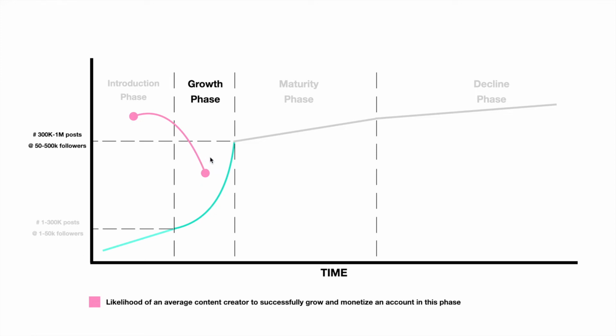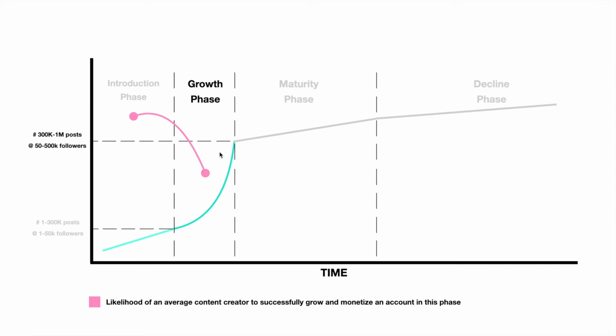So the key to growth here is being one of the accounts that creates the highest quality content and is the most differentiated when compared to the most popular accounts in the niche. The more unique and valuable your content is at this stage, the more likely you are to be one of the accounts that grows the fastest. This means that it's also harder to grow in a growth phase niche in comparison to an introductory phase niche.